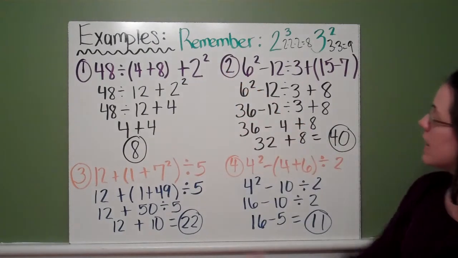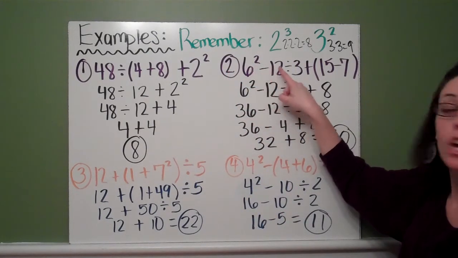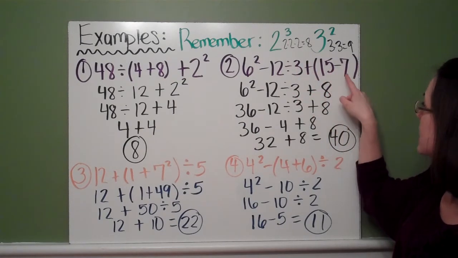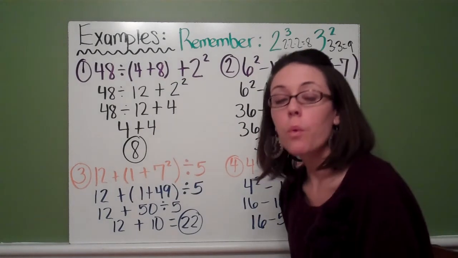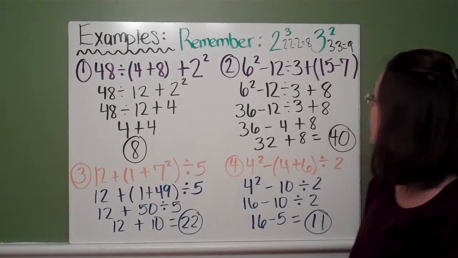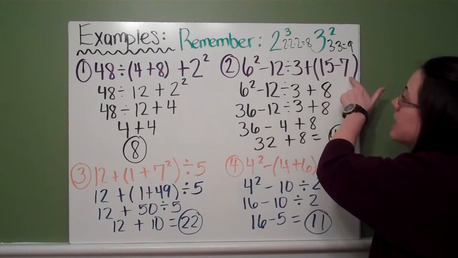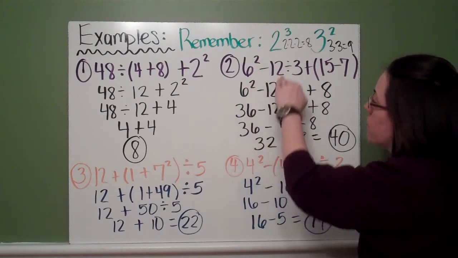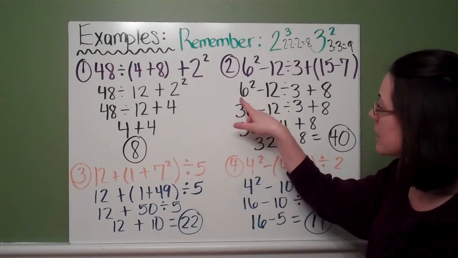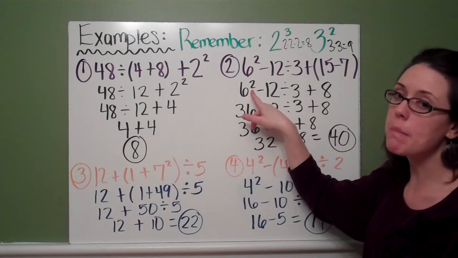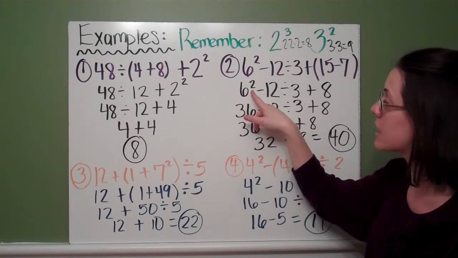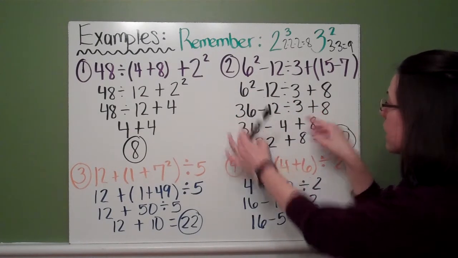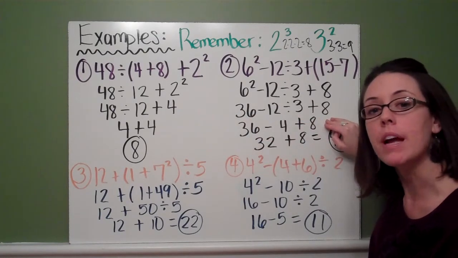Example number 2. 6 squared minus 12 divided by 3 plus 15 minus 7. Here, we're going to start with parentheses. Notice we have 15 minus 7. 15 minus 7 is 8. Bring down the rest of your numbers. Here, 6 to the 2nd power. Remember, that means 6 times 6, which is 36. Bring down the rest of your numbers and follow your order of operations.